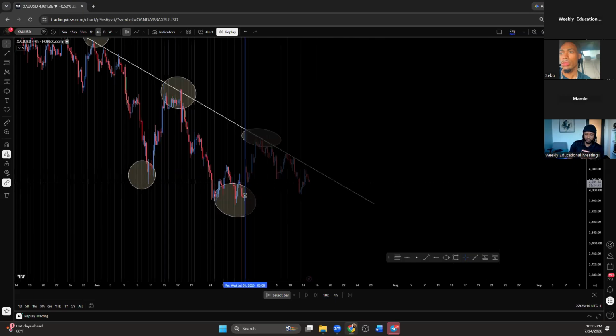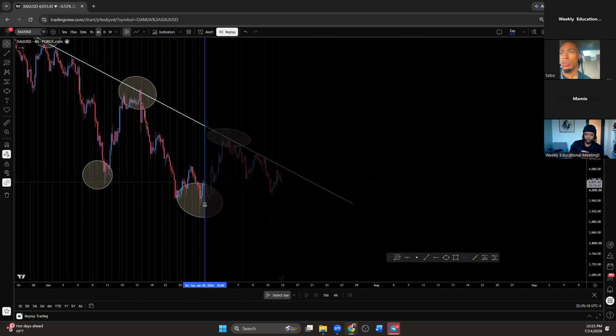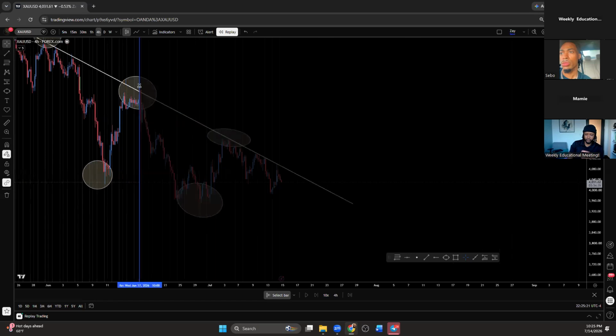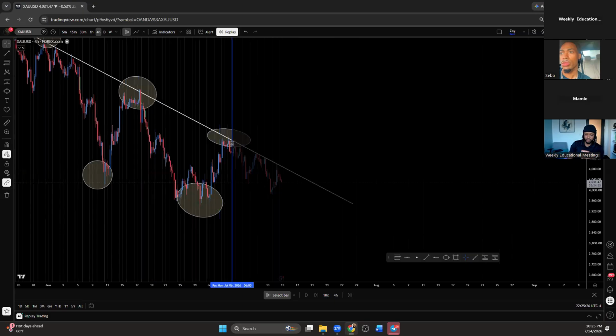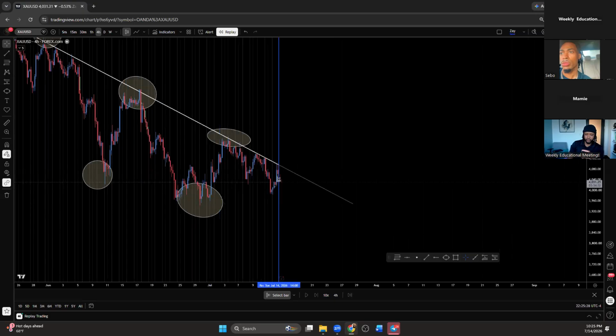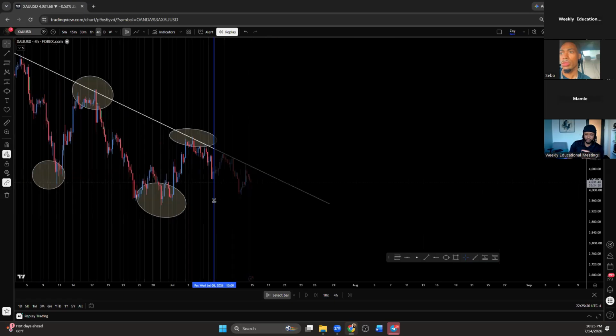Don't worry about the retracement. Don't worry about the market stopping here and then coming all the way up here. We're not worried about that. We're waiting for the market to get to us so we can get in the trade. But I want to show you guys Friday, last Friday.